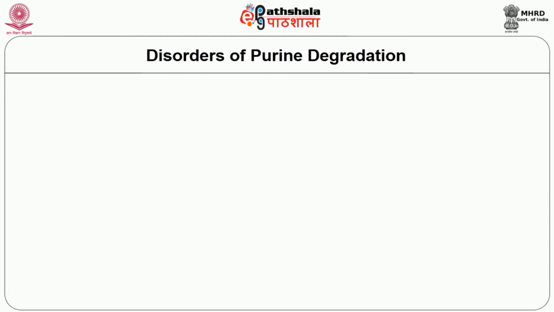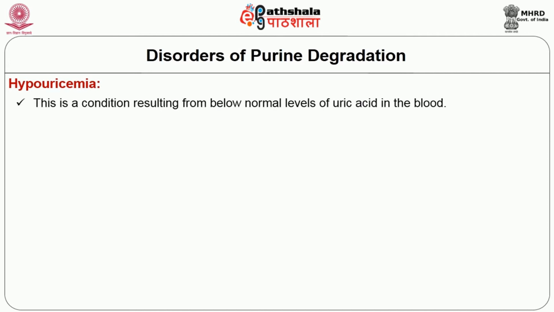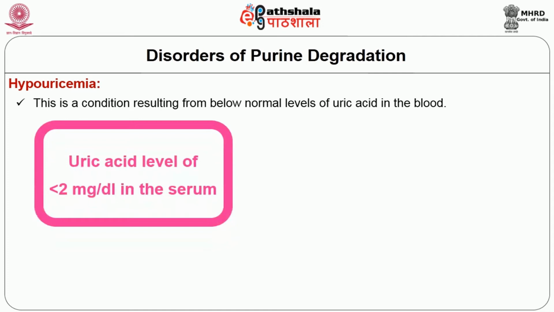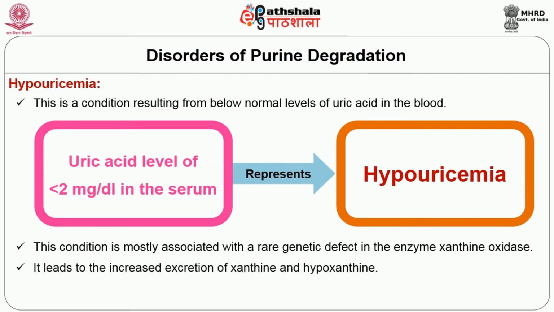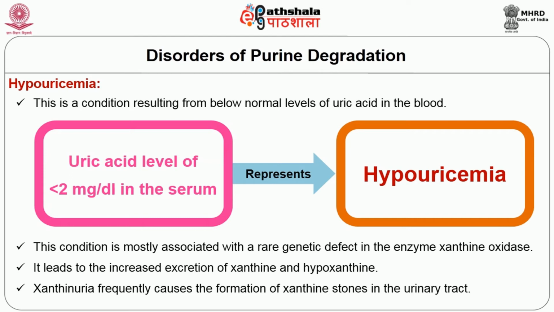The next condition that is associated with purine degradation is hypouricemia. Hypouricemia is a condition that results from below normal levels of uric acid in the blood. That is, a uric acid level of less than 2 mg per 100 ml in the serum represents hypouricemia. This condition is mostly associated with a rare genetic defect in the enzyme xanthine oxidase. It leads to increased excretion of xanthine and hypoxanthine. Xanthinuria frequently causes the formation of xanthine stones in the urinary tract.